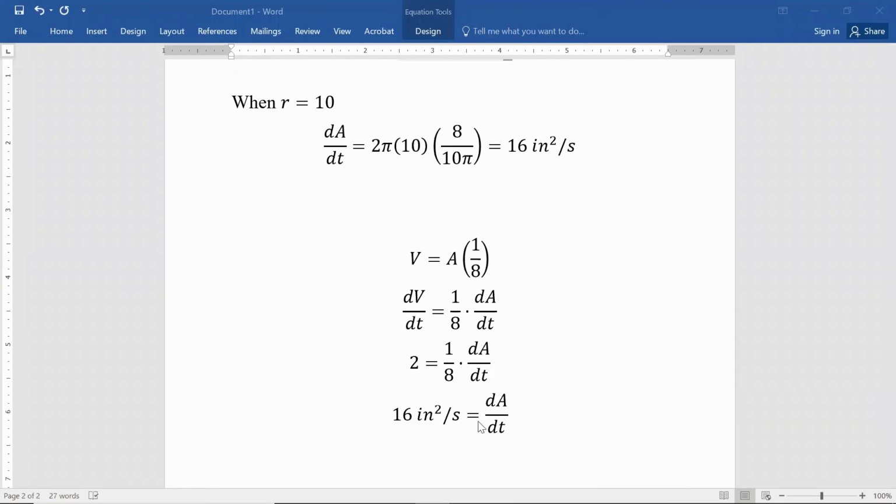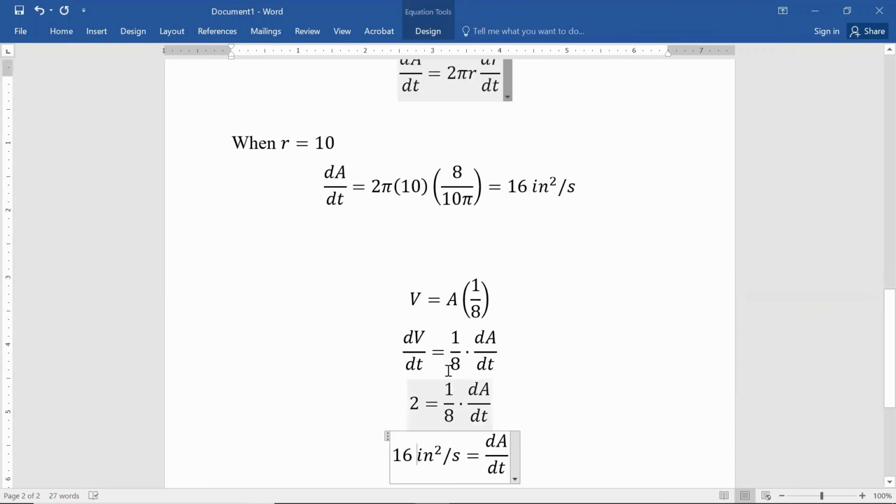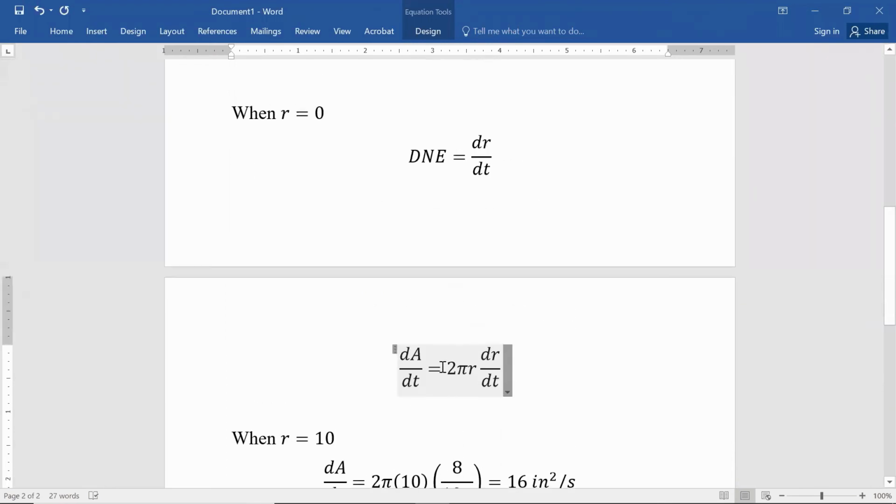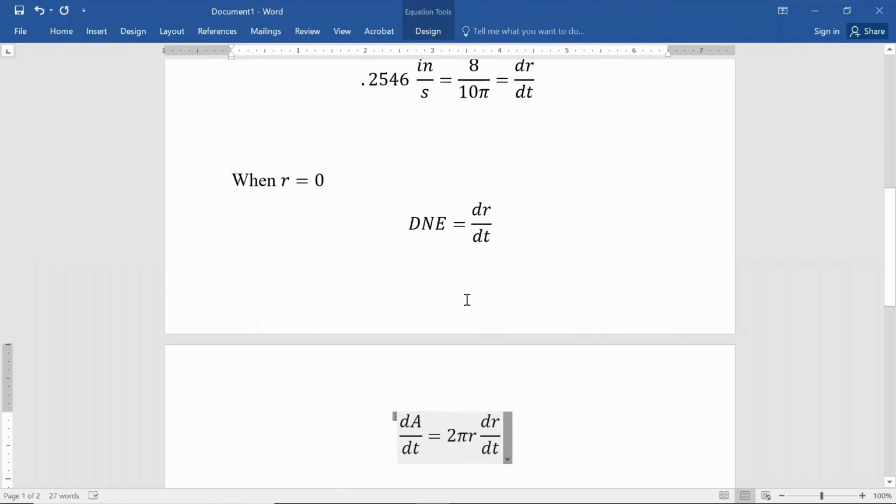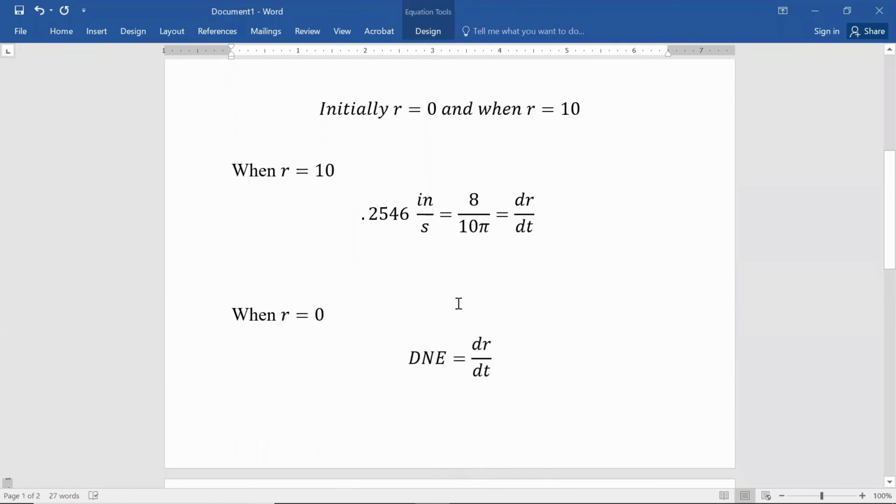So the area is always increasing by that 16 square inches. And in fact, this would be the case when R was 0 and when R was 10, because this is independent of my R. But in terms of the radius growth, it has to grow tremendously when my radius is really, really small. But when my radius is bigger, we don't have to grow that much.